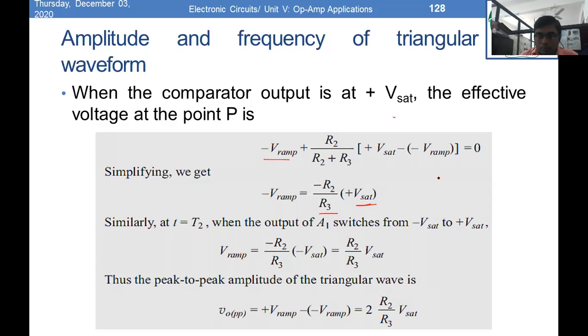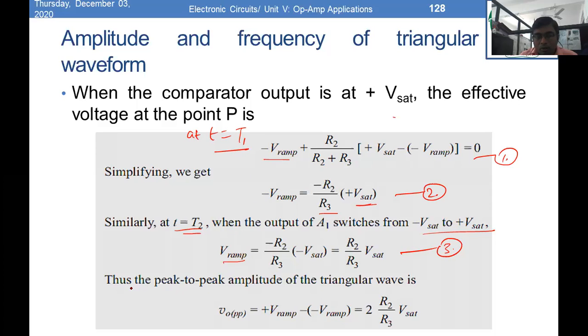So you can write this as equation 1 and then equation number 2 here. At time t equal to T2, when the output of A1 switches from minus Vsat to plus Vsat, the Vref would be equal to minus R2 upon R3 times minus Vsat, that is R2 upon R3 Vsat. This is equation number 3. So this is at t equal to T1 and this is at t equal to T2.